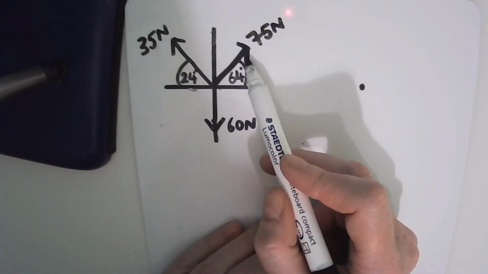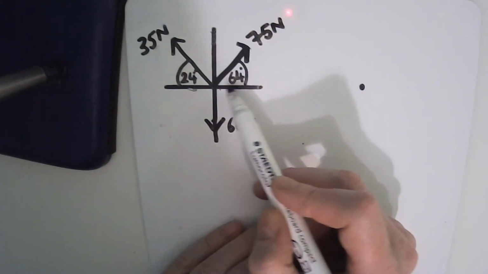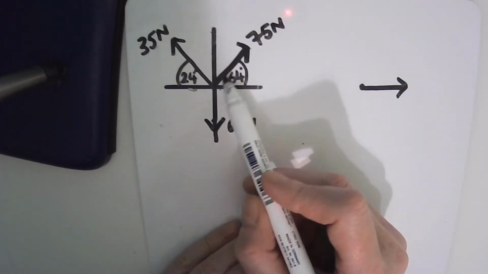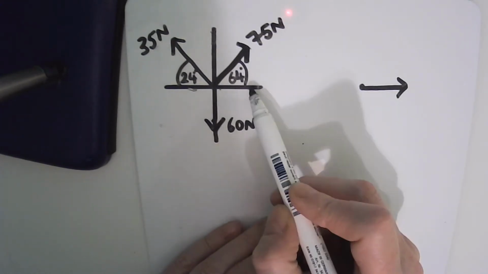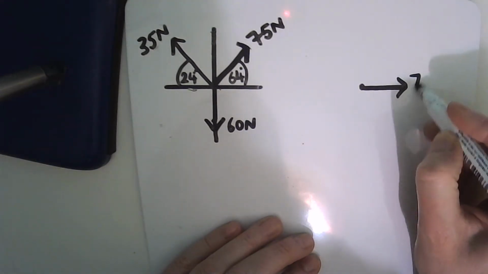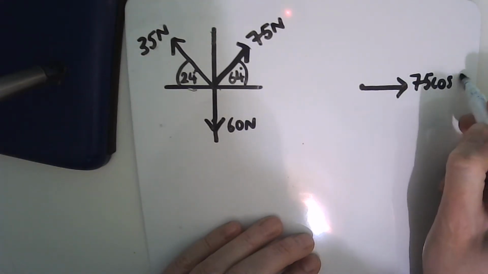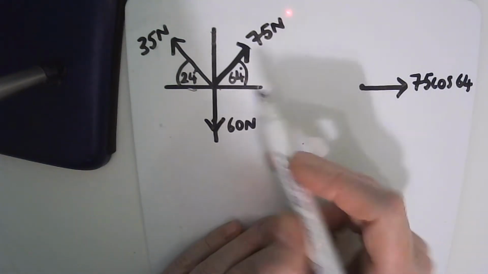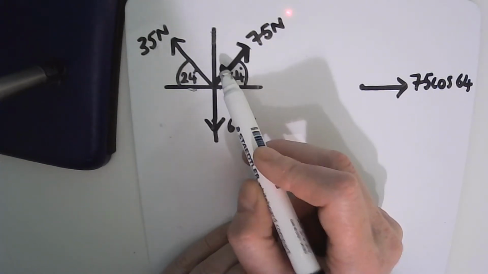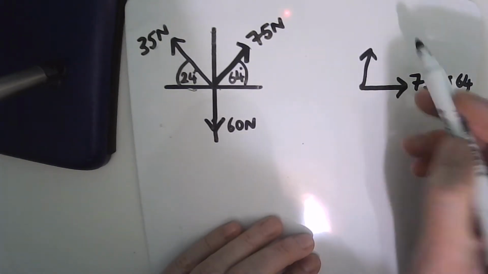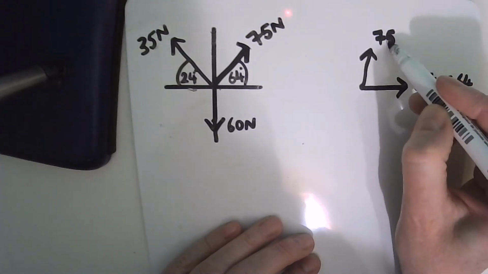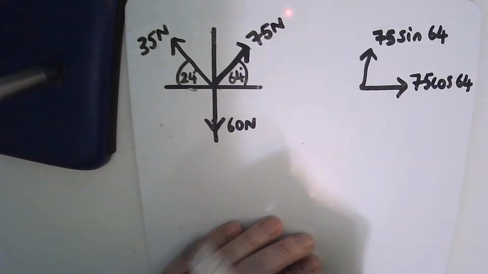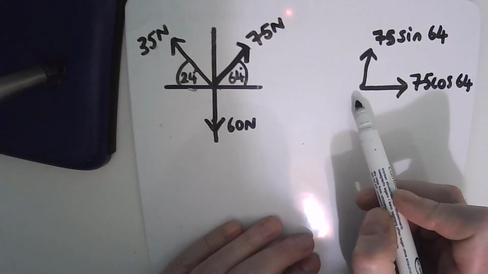So for 75 newtons and the angle included, remember we split this into a horizontal and a vertical component. So the horizontal one's going to be 75 cos 64. Remember, cos is when you include that angle, it's contained. And then vertically the angle's not contained, so it's going to be 75 sine of 64. Okay, so that's that one there split into its horizontal and vertical component.